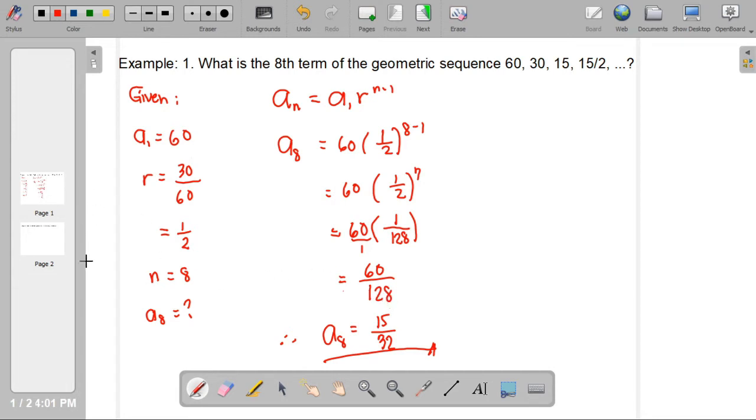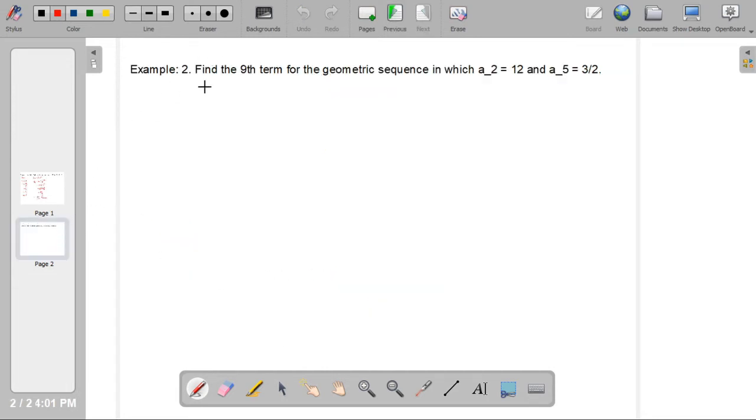Okay. Now, let's proceed to the next example, and that is to find the 9th term of the geometric sequence in which, by the way, a sub 2 is equal to 12, and a sub 5 is equal to 3/2.